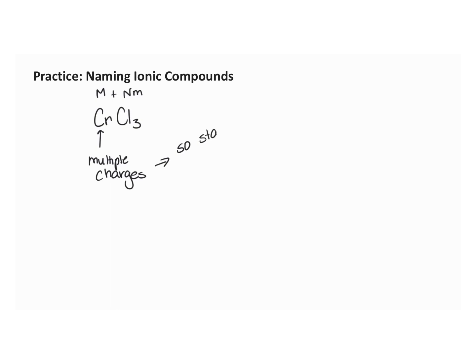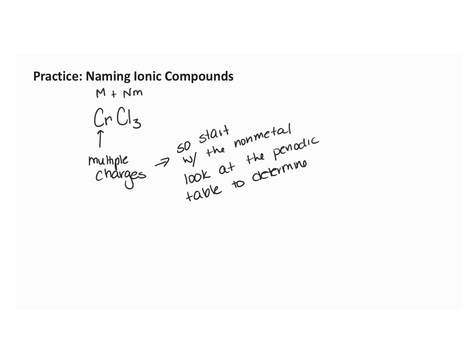So you need to start with the non-metal, okay? And so you start with the non-metal and you need to look at the periodic table to determine the charge. And so I go to my periodic table and I say, okay, hey, look, I know chlorine has a negative charge. And I can see from this compound, there are 3 chlorines right there.